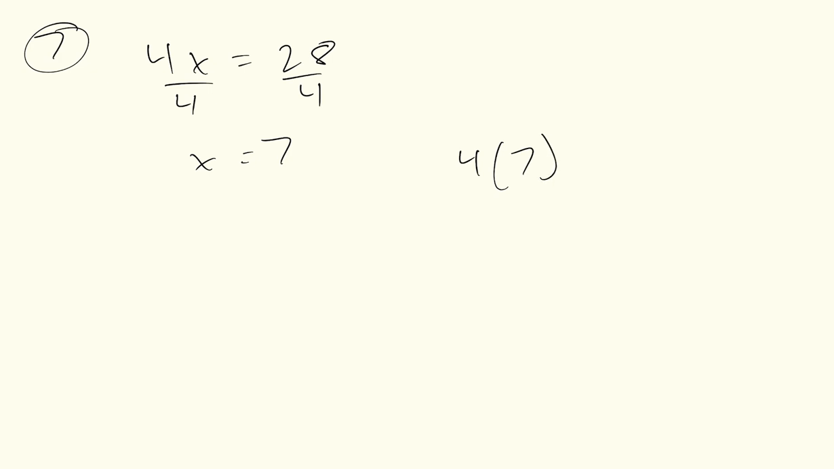Let's try another example. Let's do 4x is equal to 28. So this whole time we've been doing addition and subtraction. Now we have multiplication. And what's the opposite of multiplication? It's division. So to isolate x, we divide by 4, and x is equal to 7. And then to check it, we just go 4 times 7, which in fact equals 28. And that's your answer.